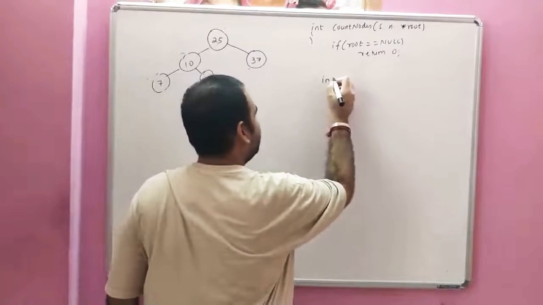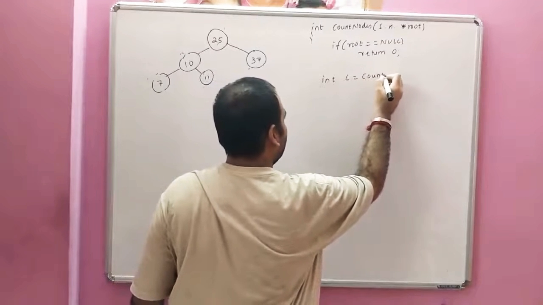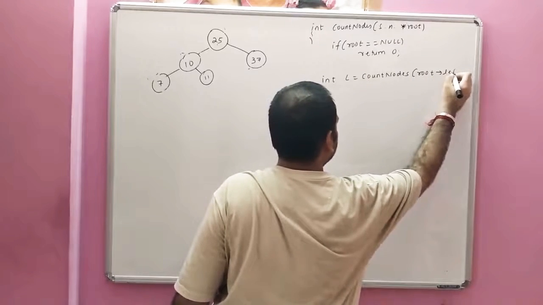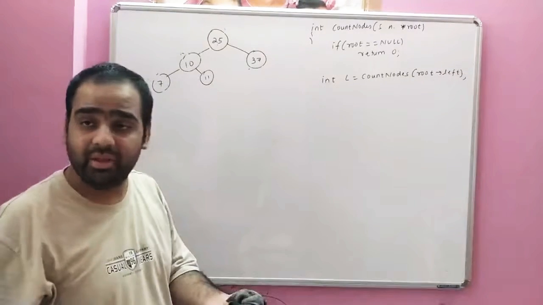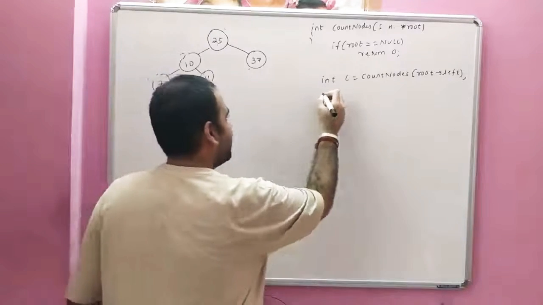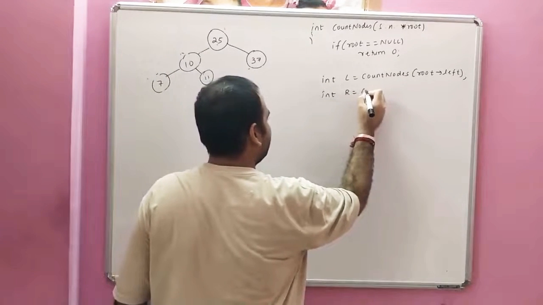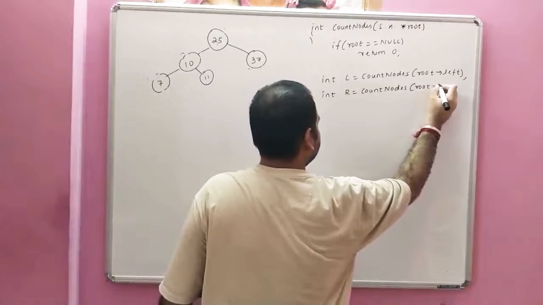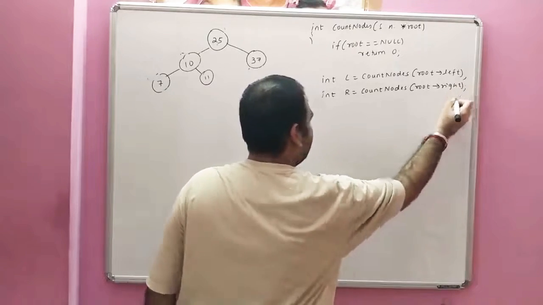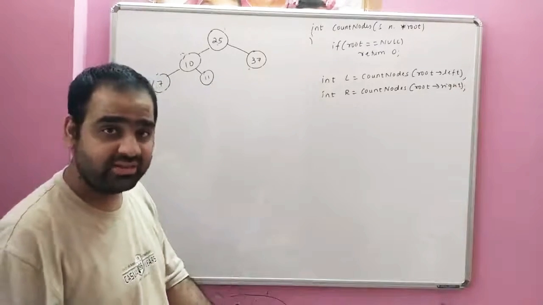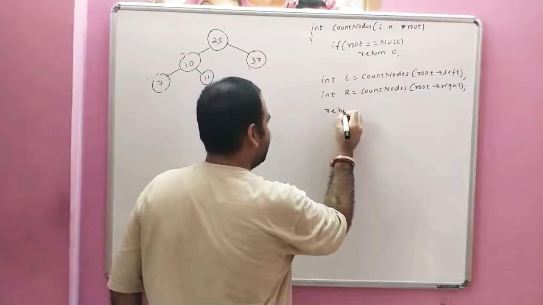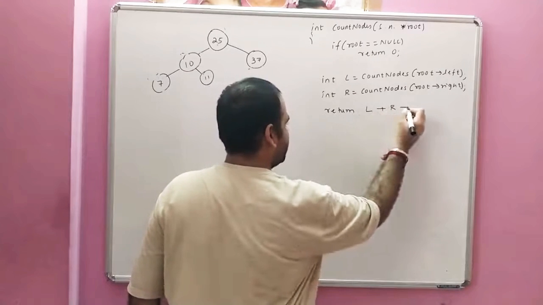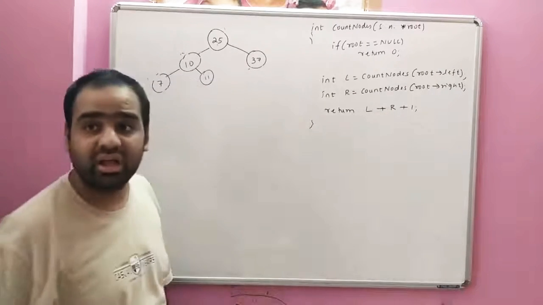Therefore, we say int L is equal to count nodes on LHS. Therefore, I say root arrow left. Now in case of height we have taken maximum. Here I don't take maximum, I add it. Now next, the number of nodes on RHS. Therefore how do I write it? Count nodes of root arrow right. Now L is the number of nodes on LHS, R is the number of nodes on RHS. What is the final answer? The final answer is the number of nodes on LHS plus the number of nodes on RHS plus the node itself. Therefore I say plus 1.